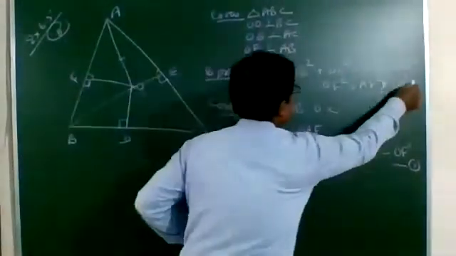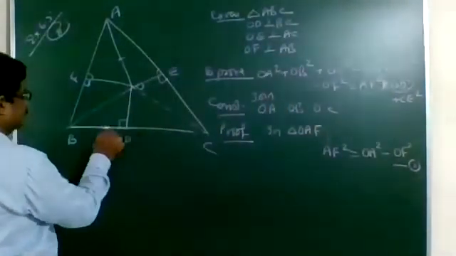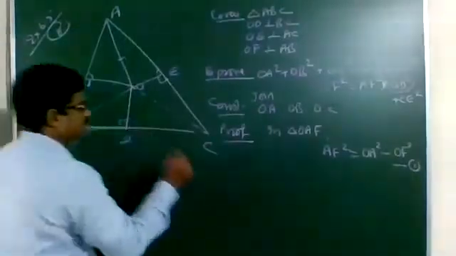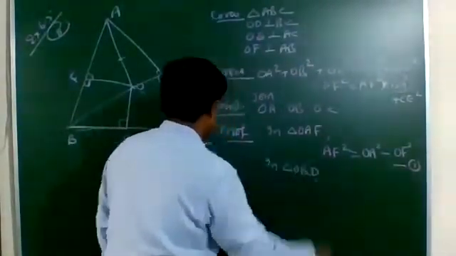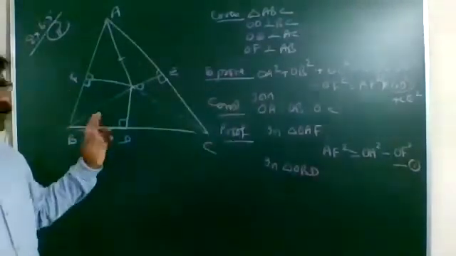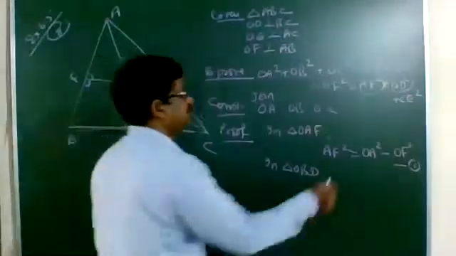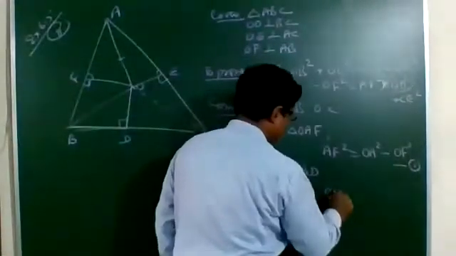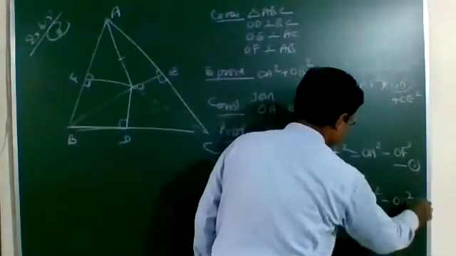Now we have to get BD square. BD square is here, and it is coming in triangle OBD. The right angle is in triangle OBD. Square of hypotenuse, that is OB square, equals OD square plus BD square. But since we have to find BD square, we can write OB square minus OD square.